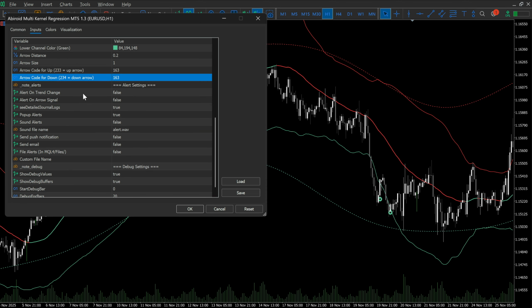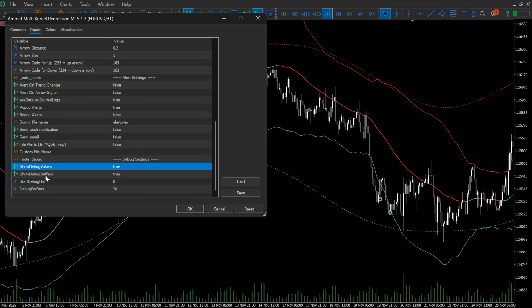And finally we have alerts. By default these will be false, but if you want to be alerted when the trend change happens, when this middle line changes color, or if you want to be alerted in case you get an arrow signal, you can set these to true. And you can also set the alert type if you want pop-up alerts, or if you want all of these to go into a file in case you're using an EA.